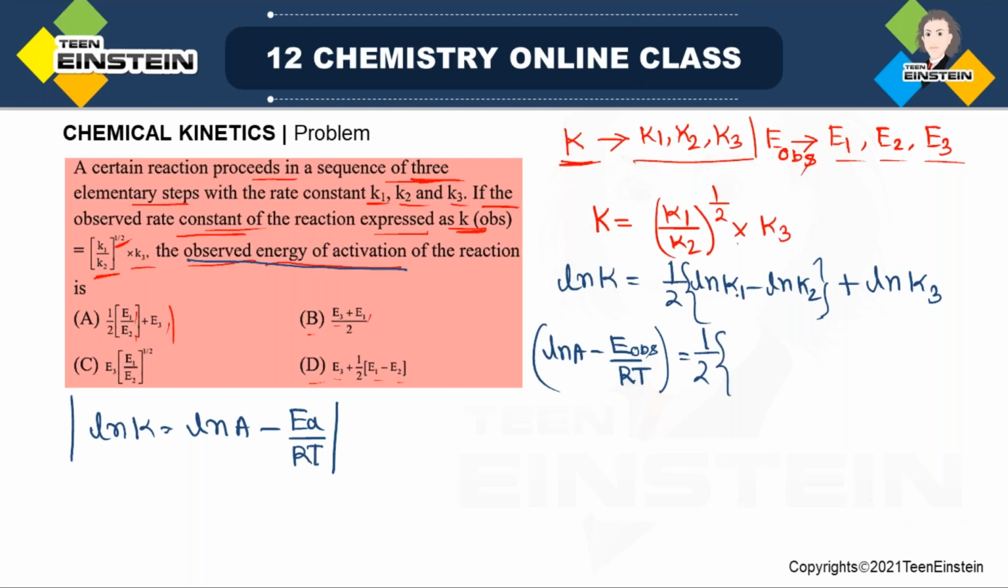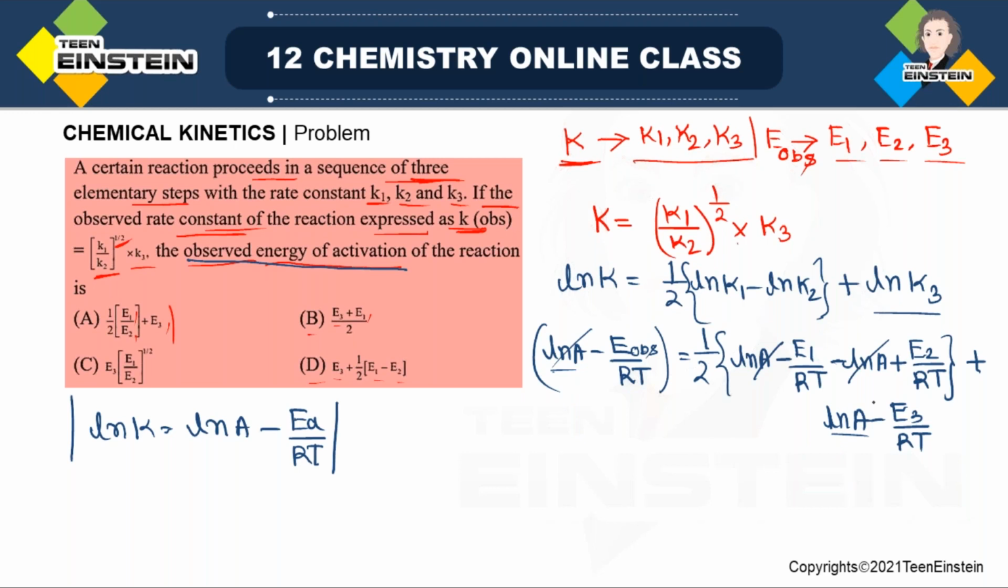In the right hand side, in place of ln K1, now we will write ln A minus E1 by RT. And in place of ln K2 we will write again ln A, but now there will be a negative sign before it, and negative negative cancelled, it will be E2 by RT. And in place of ln K3 we will write ln A minus E3 by RT. Now within the second bracket ln A will be cancelled. Okay, and see in the right hand side we have ln A, left hand side also we have ln A. So these two will also be cancelled.